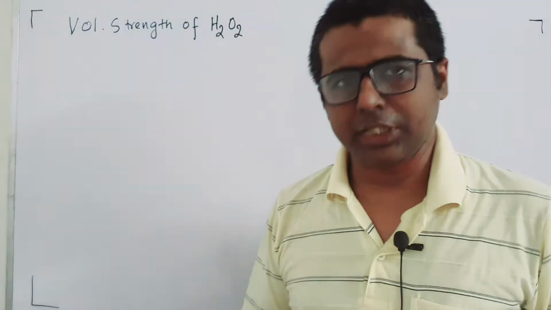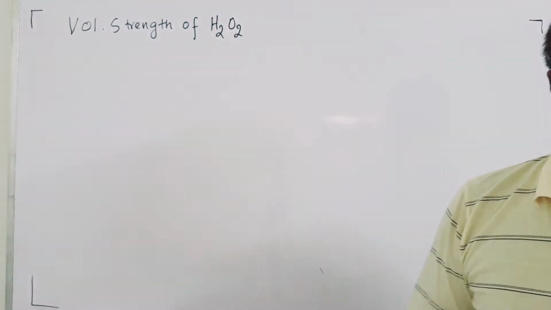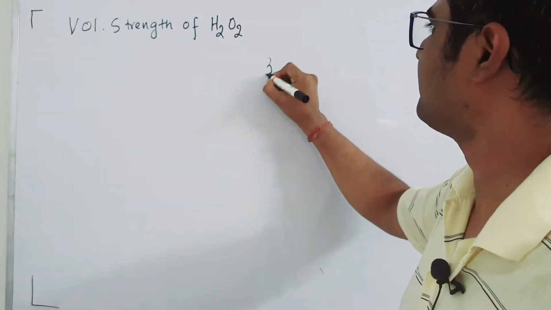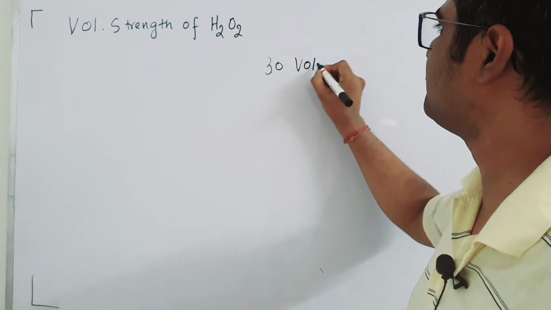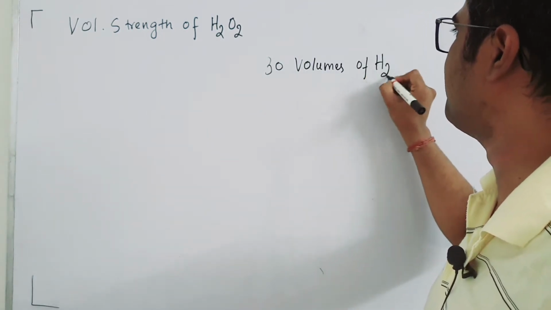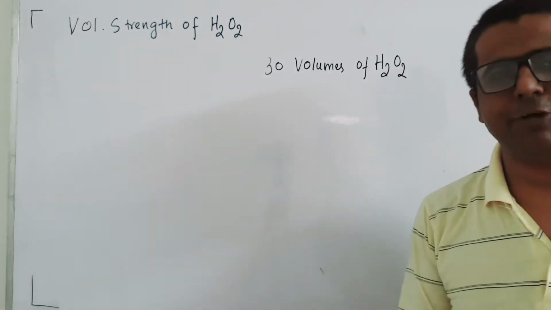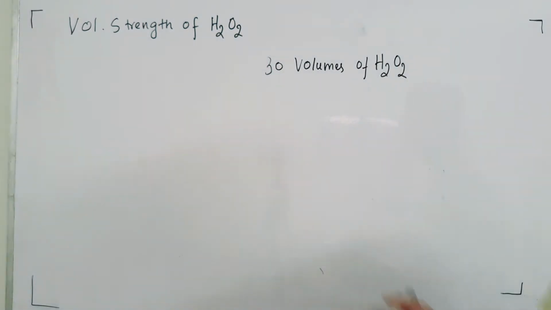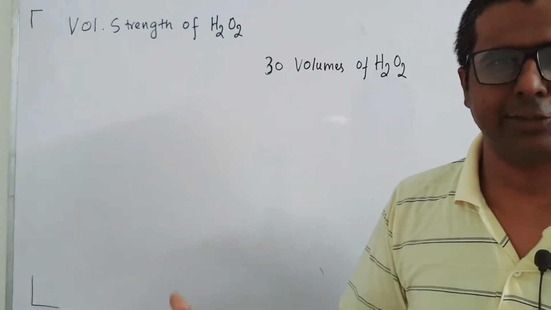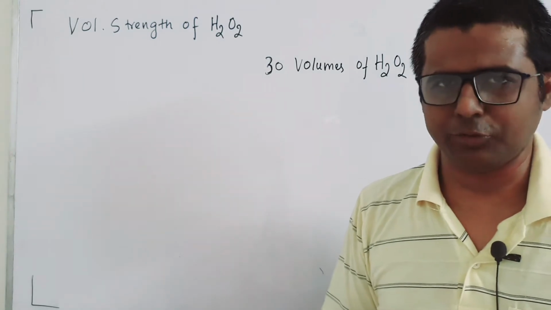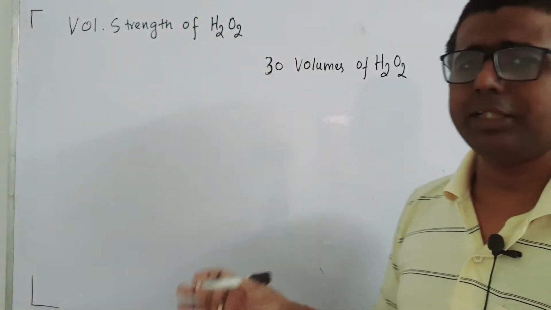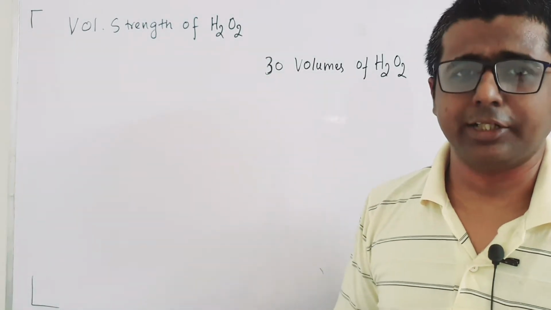Sometimes in your laboratory, in your school, you will see a bottle of H2O2 and something like this is written there: 30 volumes of H2O2. Okay, 30 volumes of H2O2. So this is written there and we get confused, what does this mean exactly? Does it mean 30 milliliter or 30 liter? 30 liter is not possible, it would be very large, 30 milliliter could be. Okay. So what does this exactly mean? It doesn't mean 30 milliliter, it cannot mean 30 liter, something else.